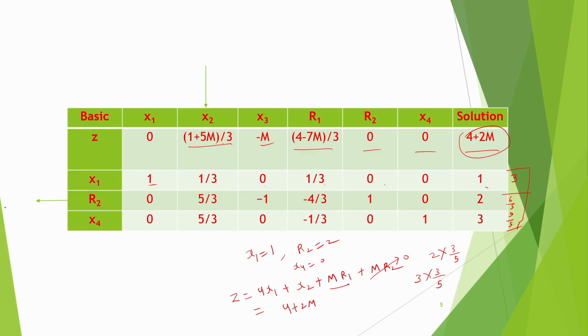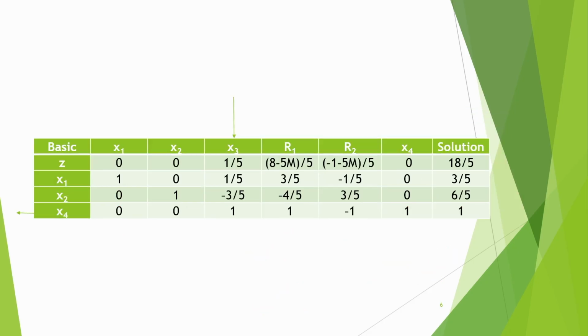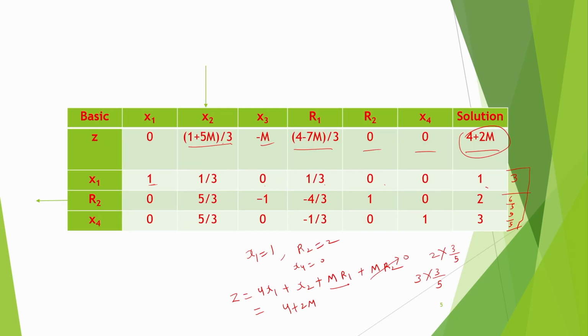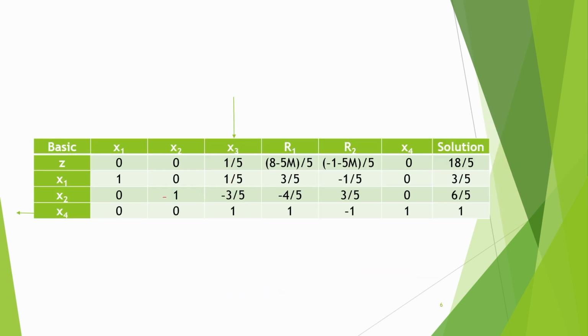the leaving variable. So therefore in place of R2 now x2 will come, so x2 has come, this is x1, and now x2 is the pivot row. So x2's coefficient has to be 1, it was 5 by 3, that means divide everything by 5 by 3 or multiply everything by 3 by 5, then you get this: 1, minus 3 by 5, minus 4 by 5, 3 by 5, 0, and this becomes 6 by 5.